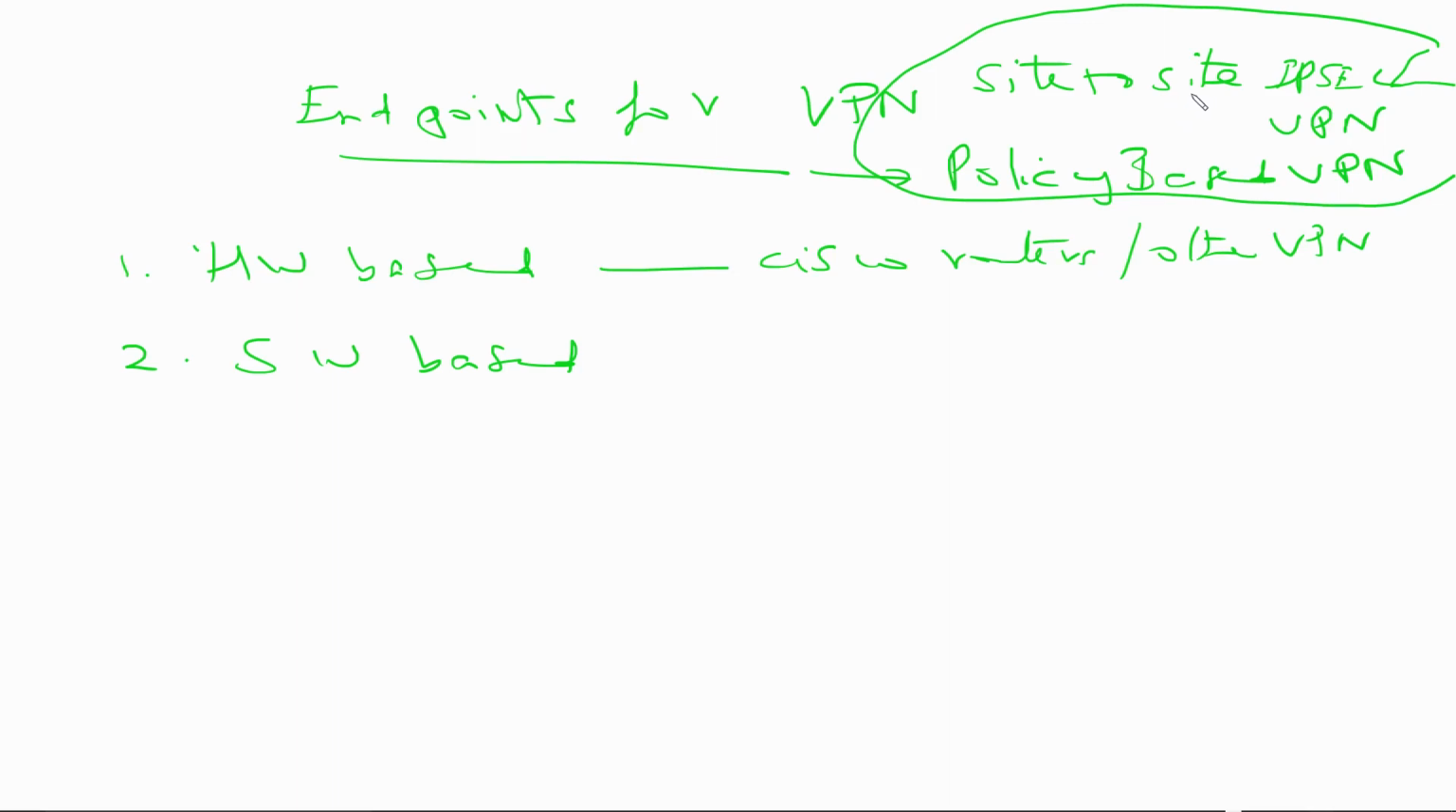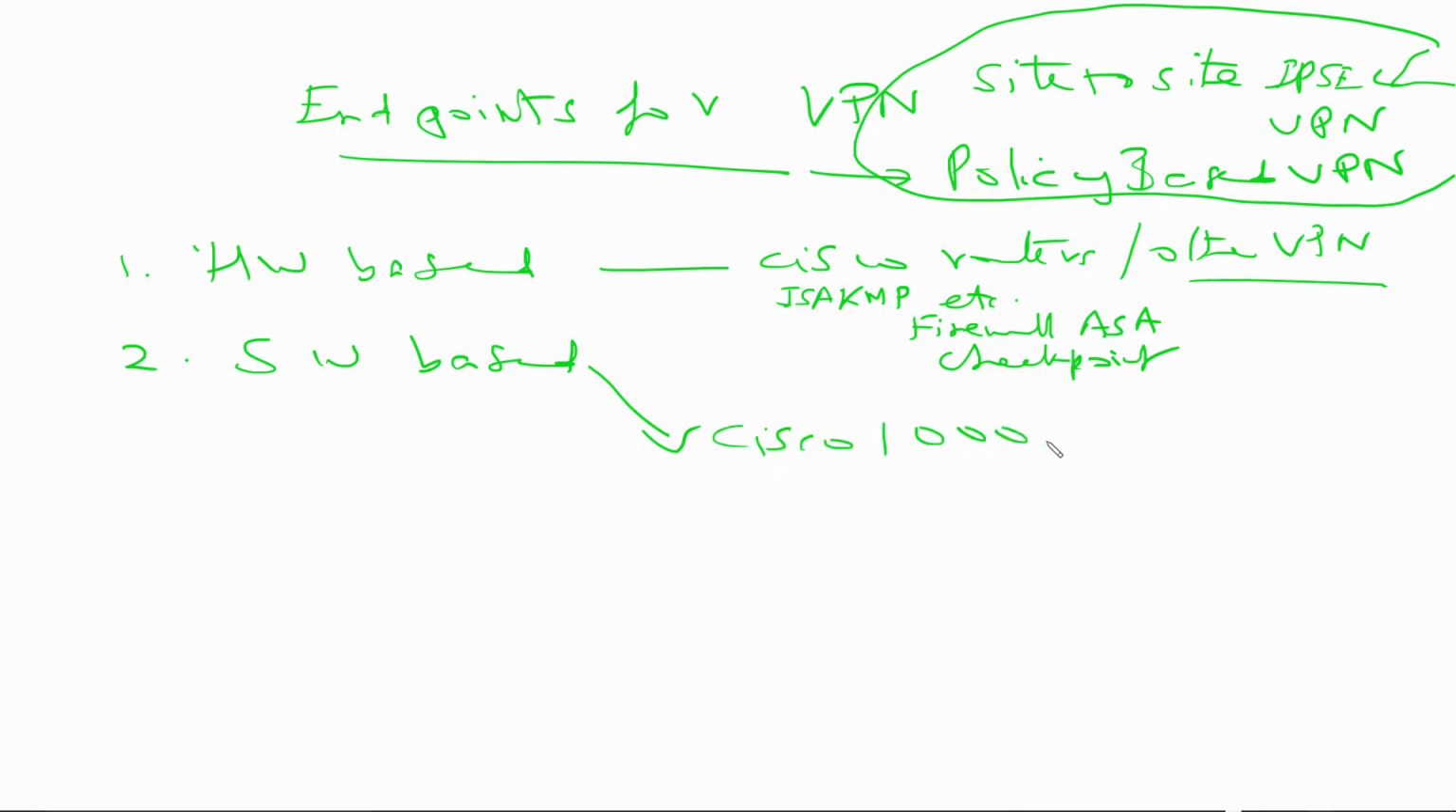But basically, there's a phase 1 and a phase 2 configuration. It involves things like ISAKMP configurations, etc. on the Cisco side. You could also have firewalls. Cisco firewalls, for example, would be ASA firewalls. You could have other firewalls, Checkpoint firewalls as well. You can have other VPN devices, or you could have software devices, like a Cisco 1000v CSR, the cloud services router, which is a software device.